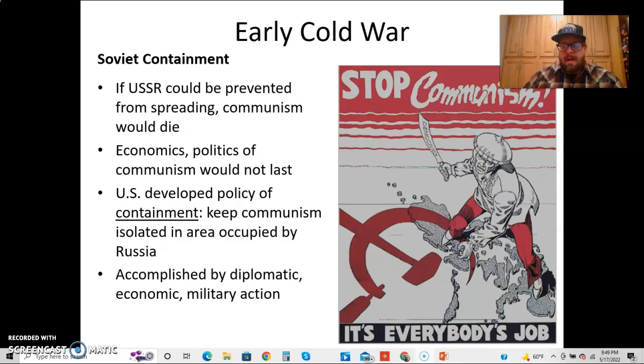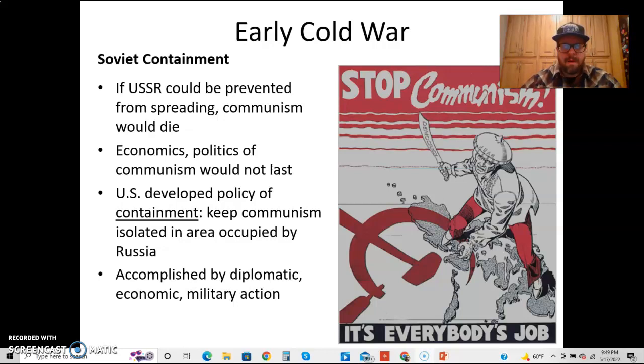And so if the Soviet Union, or what's called the USSR, could be prevented from spreading, then the thought is communism would die. That experts say that the economics of a communist society and the politics of communism are so oppressive that eventually, first, the economy will probably fail. Number two, the people will not support it and will eventually rebel against it.